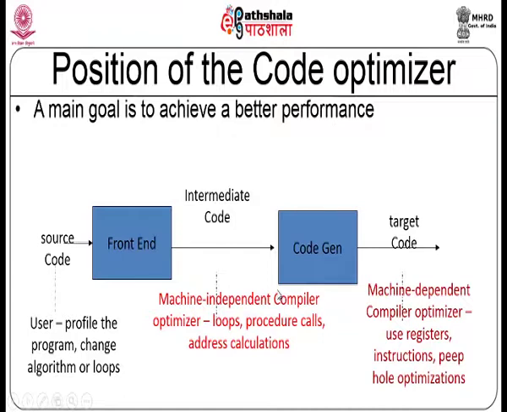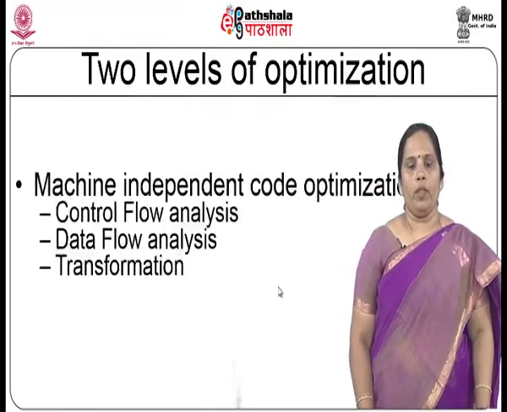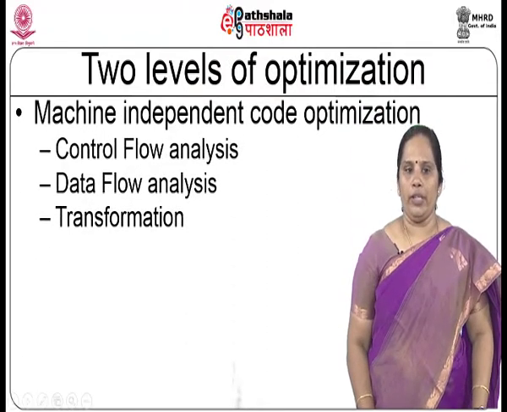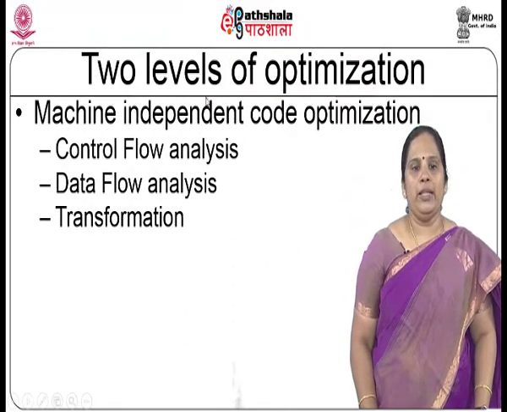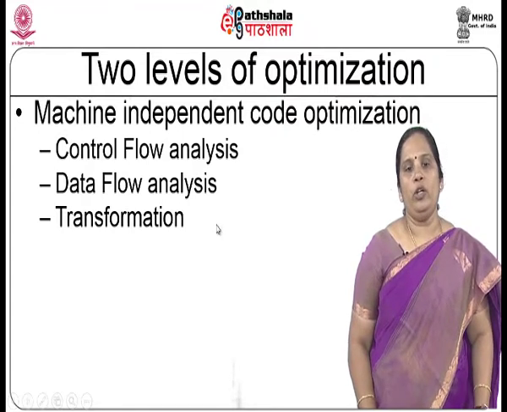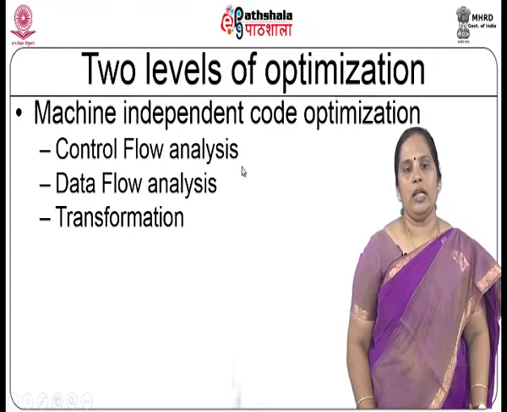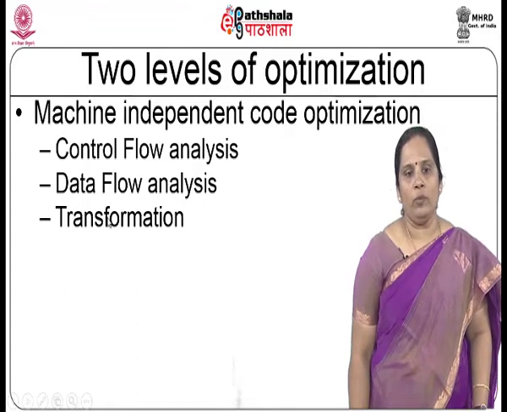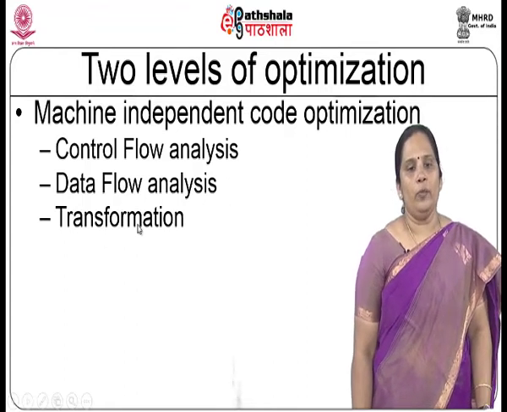You can have the optimizer either at this level or at both levels, but again with the thumb rule that optimization should not be overdone in order to increase speed. You will end up actually reducing the speed of your program. That should not be the case. So you have here 2 levels of optimization. The first one is called machine independent code optimization, where we do 3 things. The first one is control flow analysis, the second is data flow analysis, and the third is transformation.